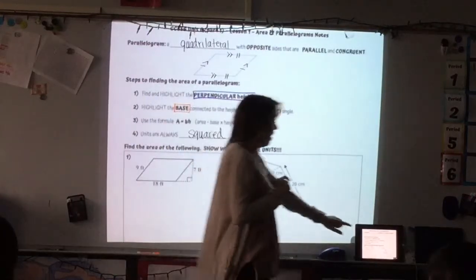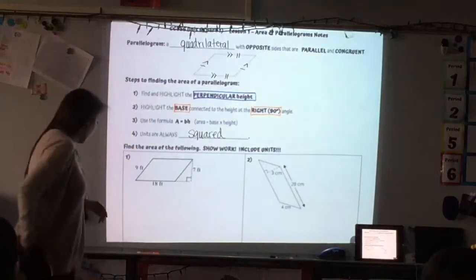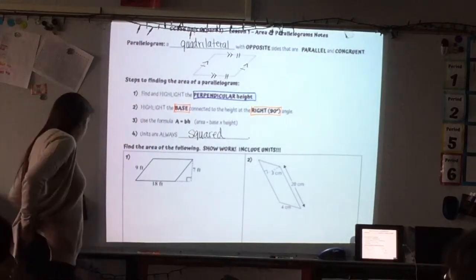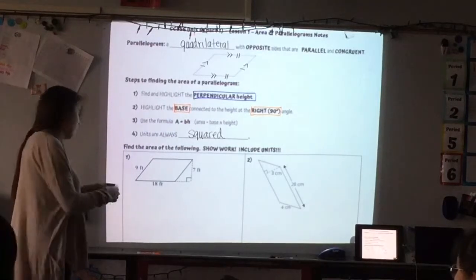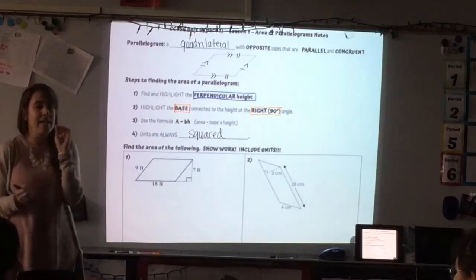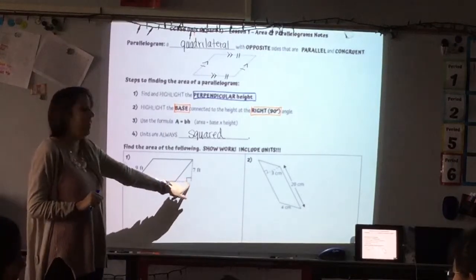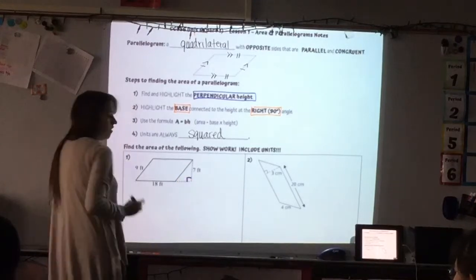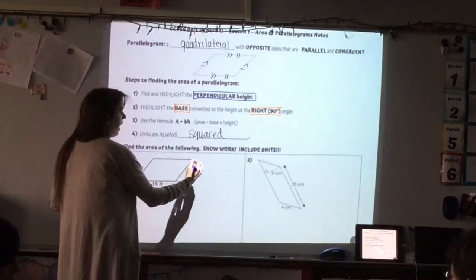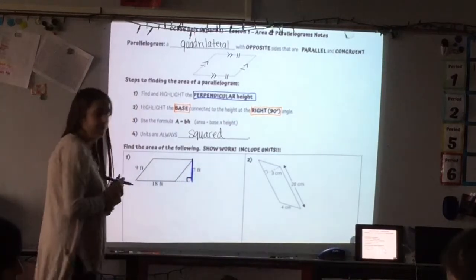So let's look at these examples here, okay? So the first thing that I always look for, and I'm using blue for my height, okay? The first thing that I always look for is that 90-degree angle, all right? So in this problem, I see my 90-degree angle right here. And so that perpendicular height that I want you to highlight is this right here.